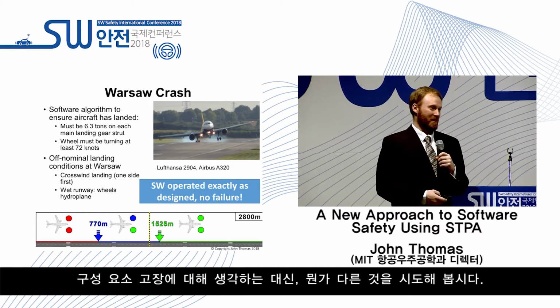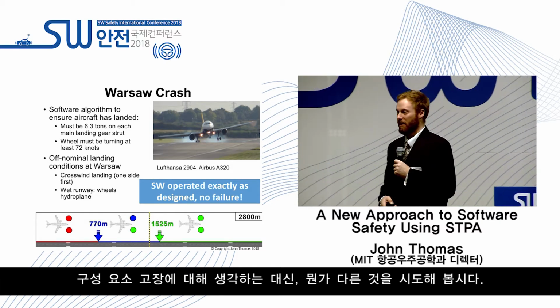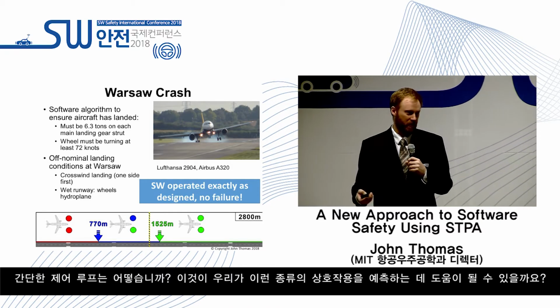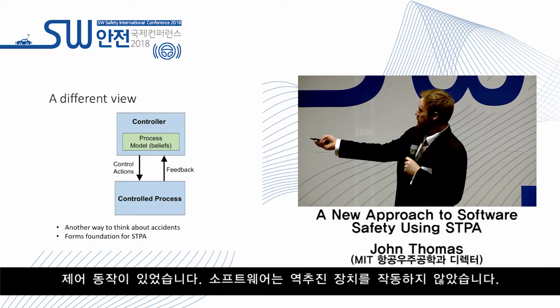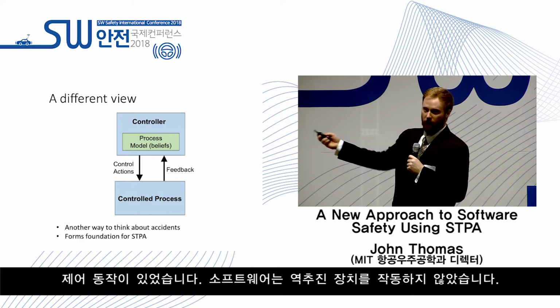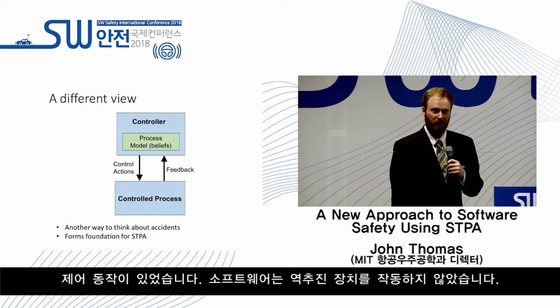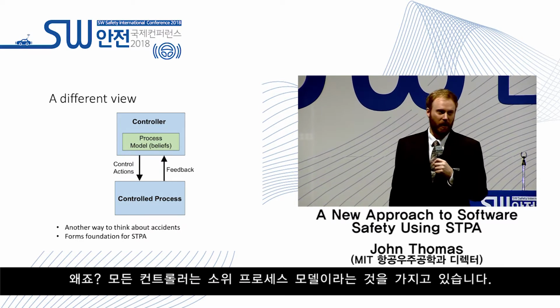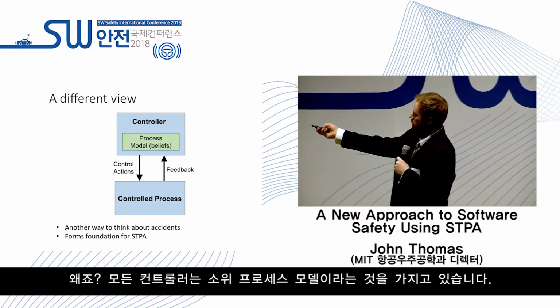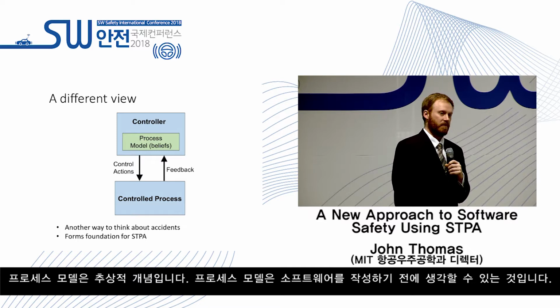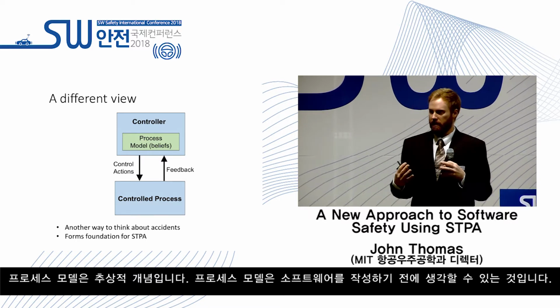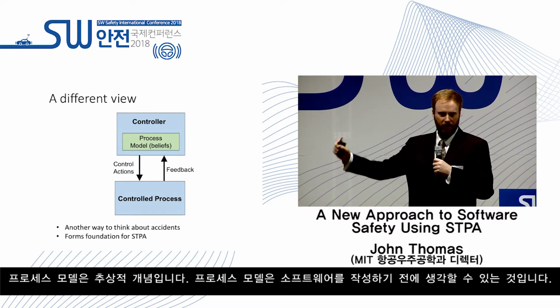Let's try something different. Instead of thinking about component failures, how about a simple control loop? Can this help us anticipate this kind of interaction? There was a control action. The software did not deploy thrust reversers. Why? Every controller has something called a process model. It's an abstraction. A process model is something you can think about before you've written the software.